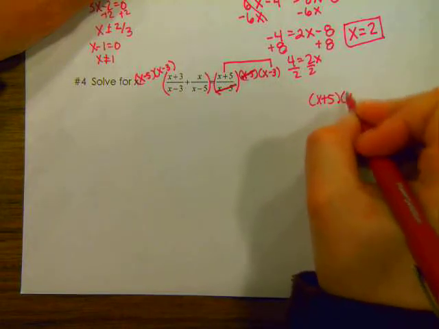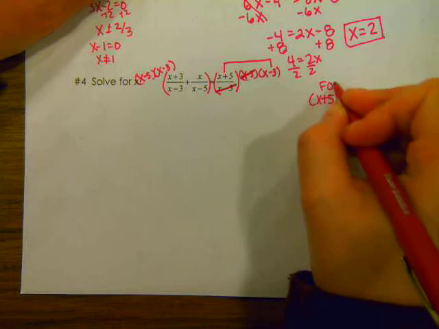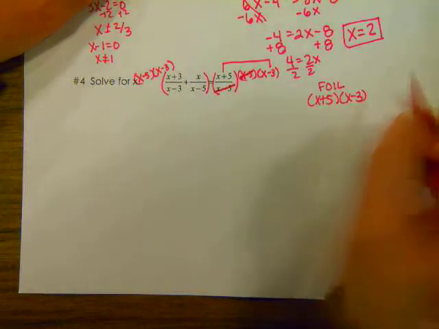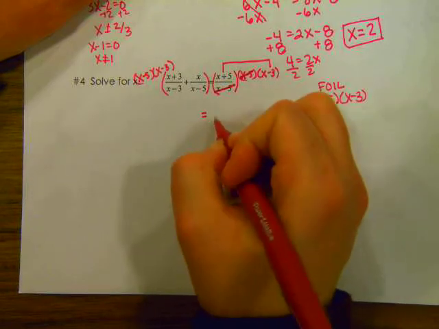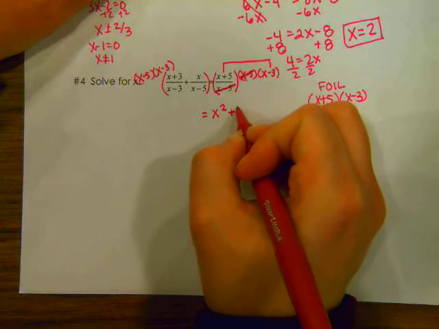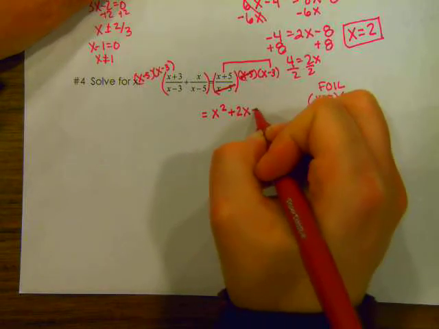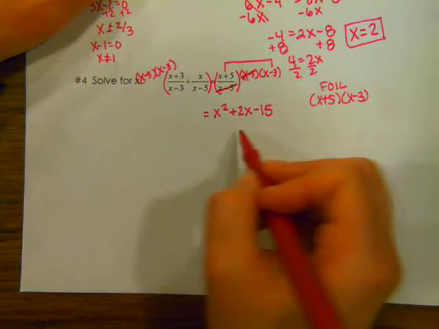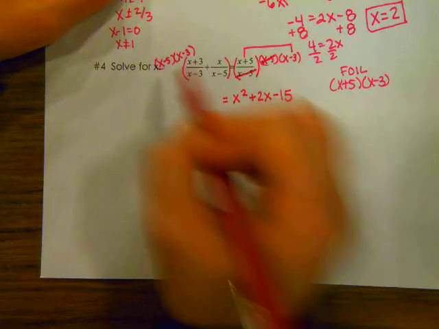Which means, guys, that is a FOIL, or a multiple distribution or box, whatever you want to call it. So when I did that on the right side, I get x squared plus 2x minus 15. Then from there, I'm going to look on the left side.